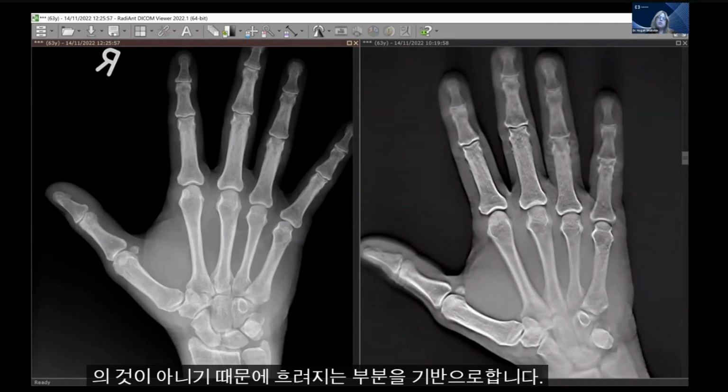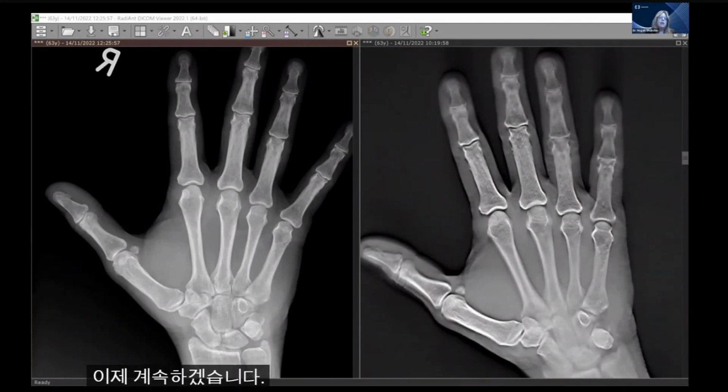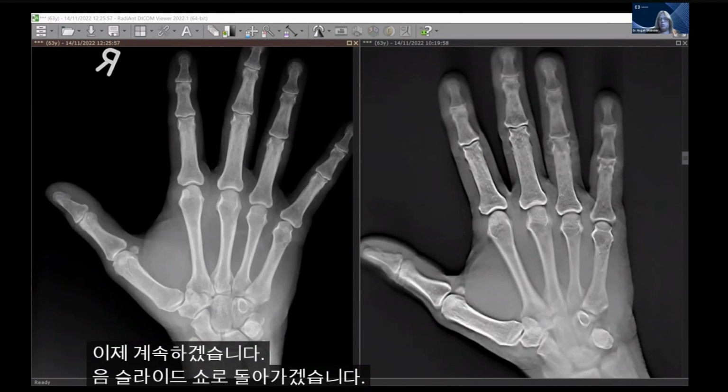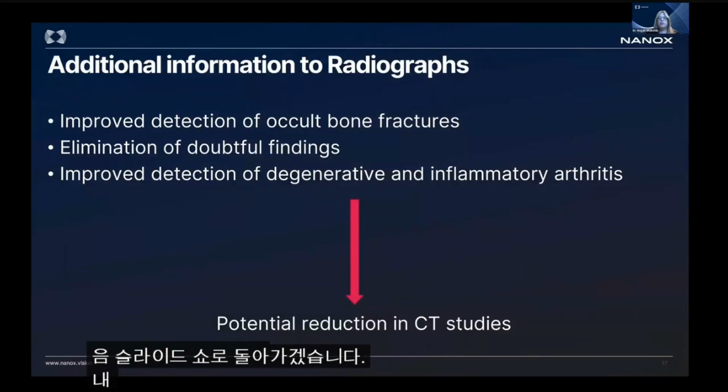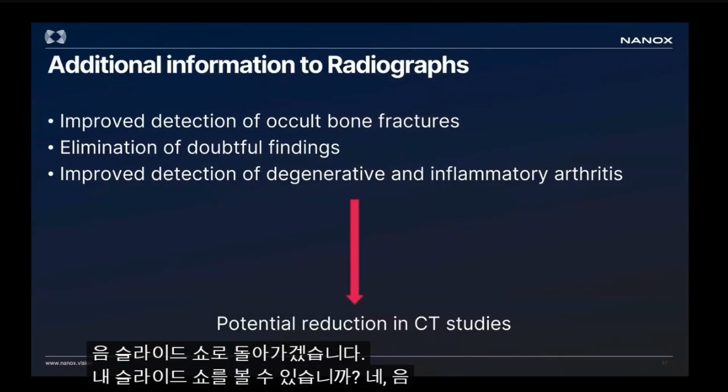Okay, so let's continue now. I'm going to go back to my slideshow. Can you see my slideshow? Yes. Okay, good.